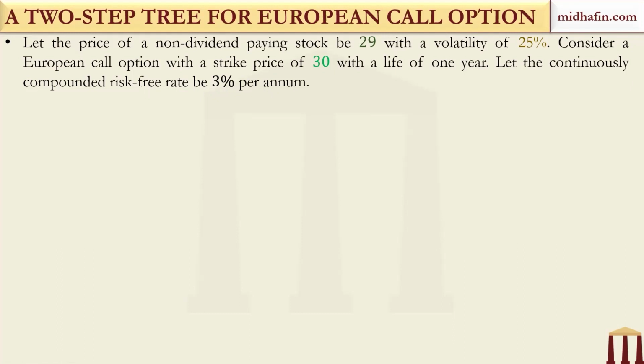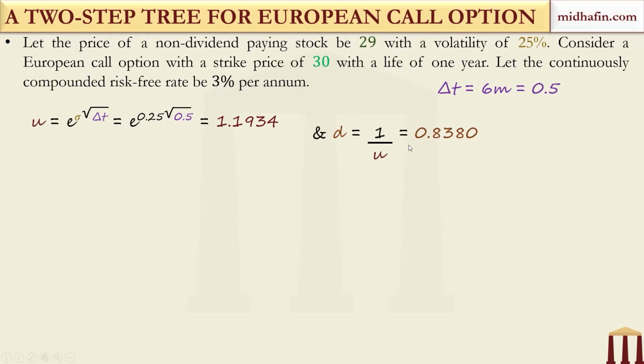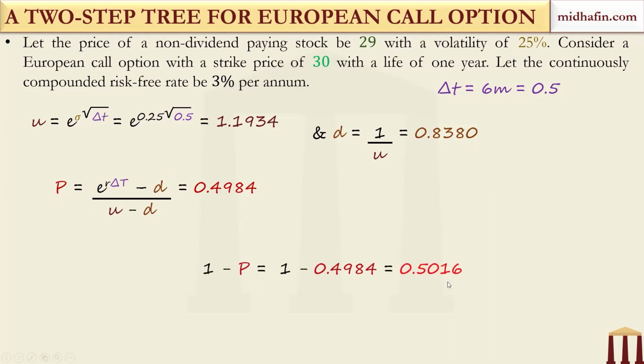First thing to do is to find all the relevant parameters. First is delta T, which is 1 year divided by the number of steps you are taking. So 1 by 2, 0.5 is your delta T. Next is the up factor: e raised to the power of sigma square root of delta T, that is e raised to the power of 0.25 times the square root of 0.5. You get 1.1934. Then the down factor, 0.8380. Then the p value, the probability of the stock price going up at each step, is 0.4984, and 1 minus p is 0.5016. The relevant parameters have been calculated.